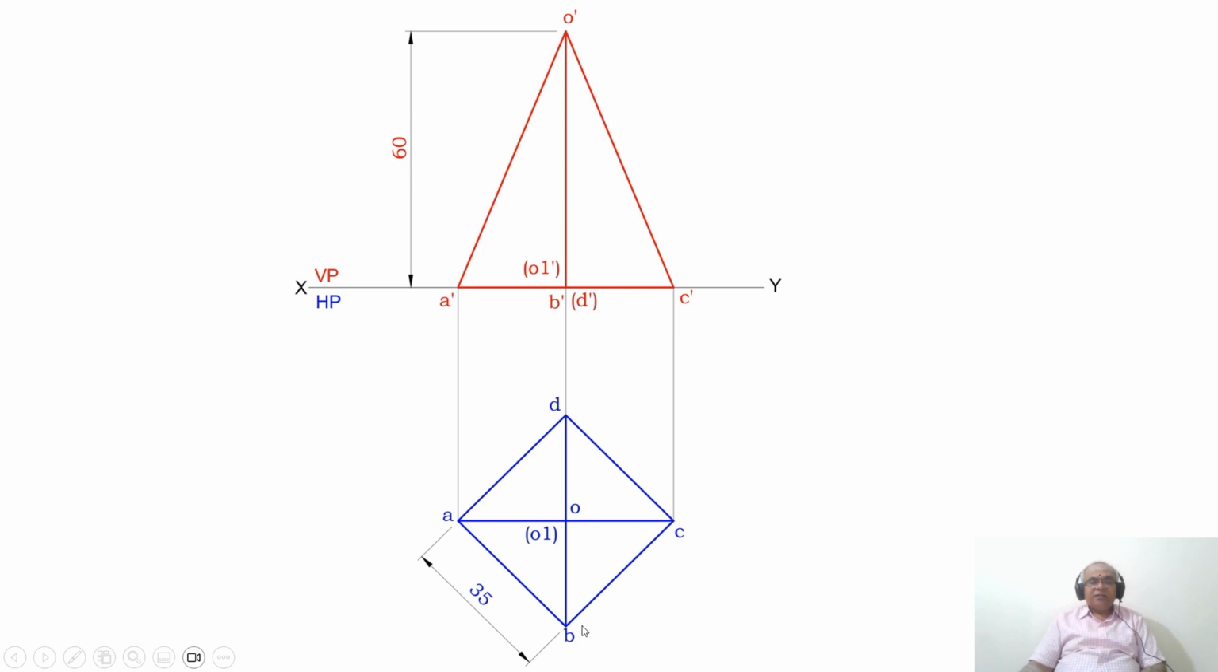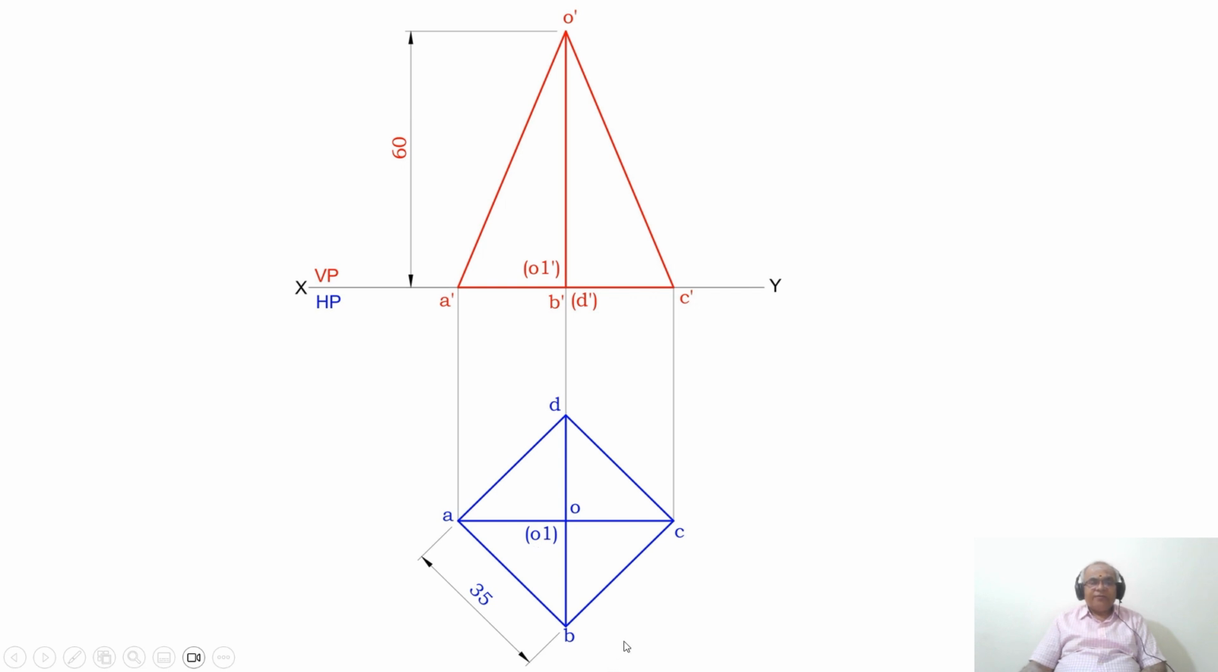When you join the diagonals, you get an apex point here, which is O dash. So these are the slant edges, that is O dash A dash, O dash B dash, O dash C dash and O dash D dash. Slant edge means the edge which is inclined to HP. And here the height of the pyramid is 60 mm, the base of the pyramid is 35. So this is the apex point and the center is at this point, so obviously the axis will be O1.